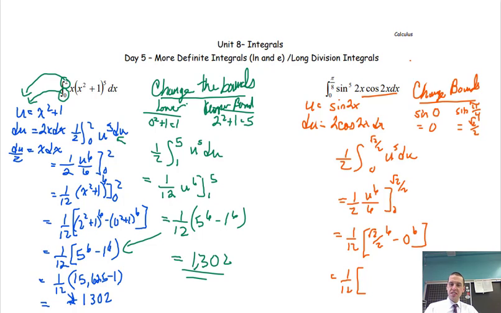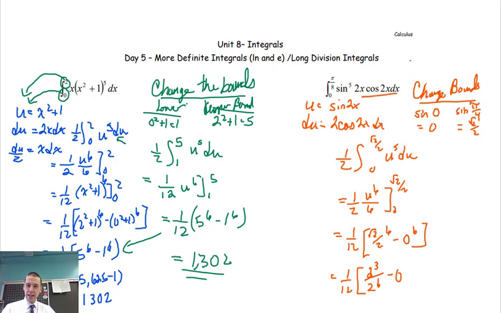Square root of 2 to the 6 is the same thing as saying 2 to the 3rd, divided by 2 to the 6. Let me show you why I did that in a minute here. 2 to the 6 is not quick and easy to find, but I know 2 to the 3rd over 2 to the 6 is 1 over 2 cubed, which is 1 over 8, multiplied by 1/12, and now I'm going to get 1 over 96.